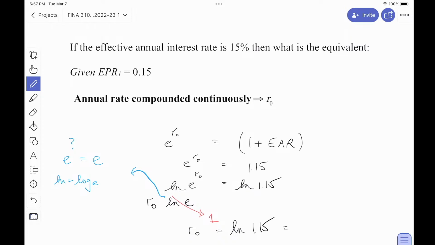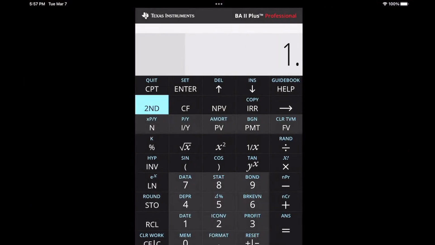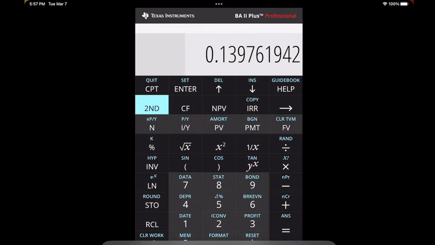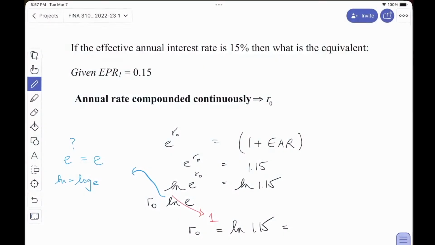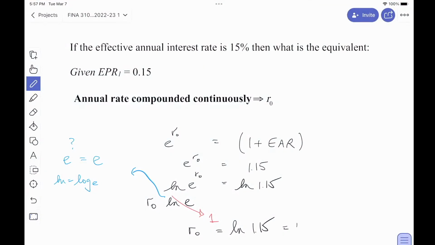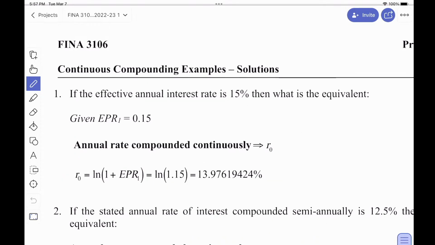And that's it. So to put this in your calculator, you press 1.15, and then ln. So the rate is 13.976%. This was my answer. So have a look at that.